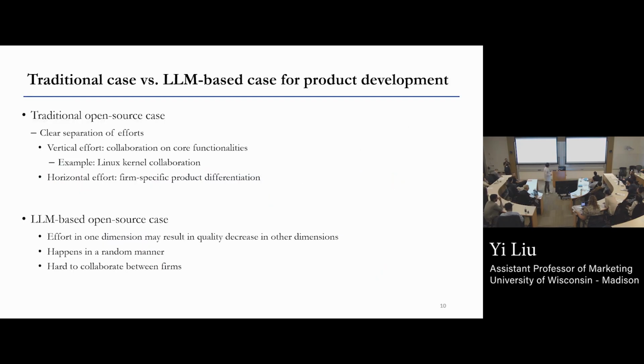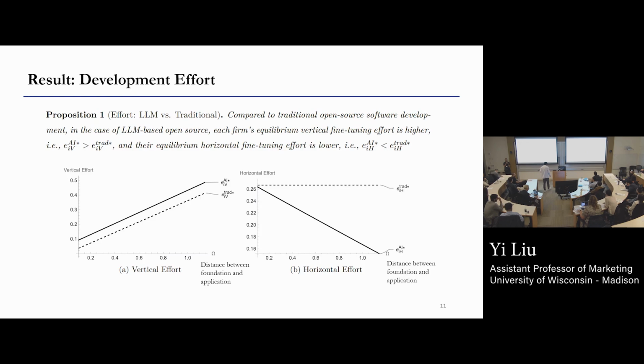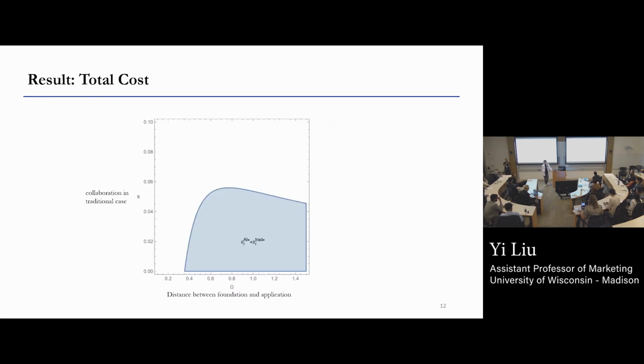So that result is quite intuitive, and this is also related to the total cost. So you see in the AI case, the total cost is lower than in the traditional case only when the first collaboration cost in the traditional case is low. That's also very intuitive, because only when this is low can you see the AI can really be more efficient, right? So the cost is lower.